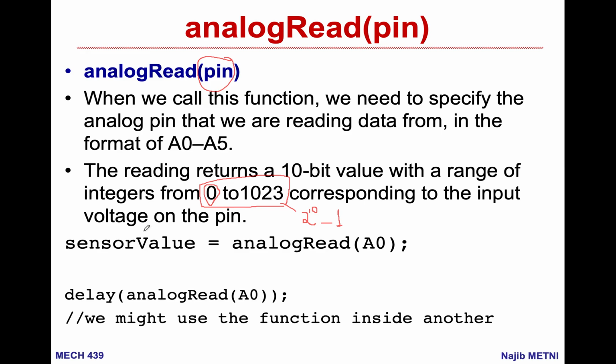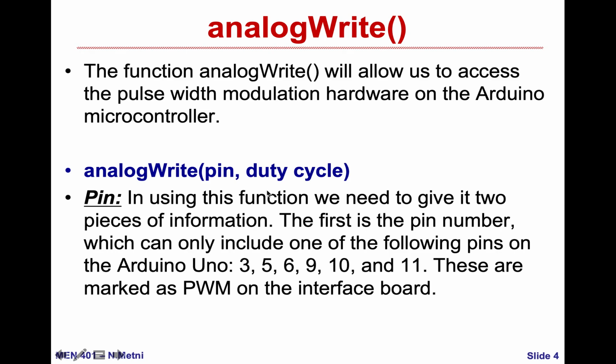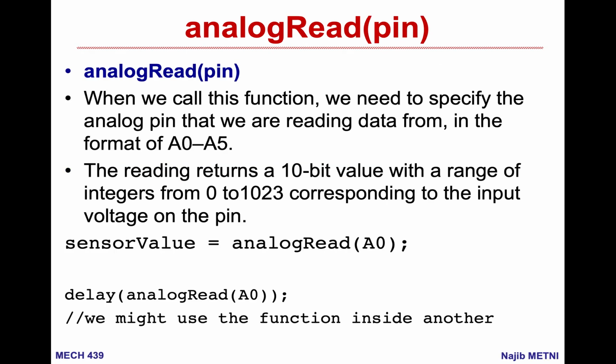So this is how we set it: sensorValue equals analogRead(A0). It is very important to always remember that when we write it like this, we are reading from analog input A0, and the output value is between 0 and 1023. Okay, so this is what I can say about the analogRead pin.